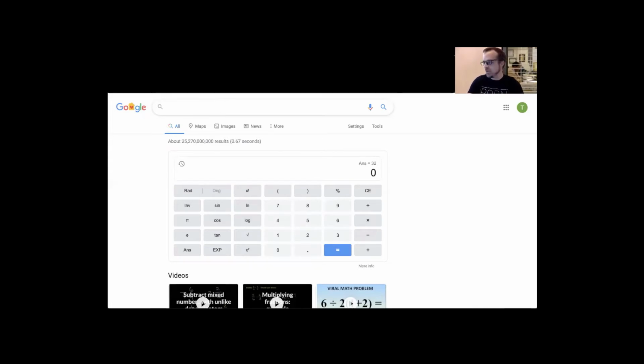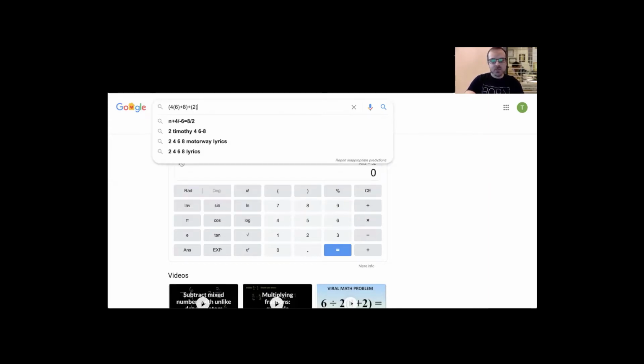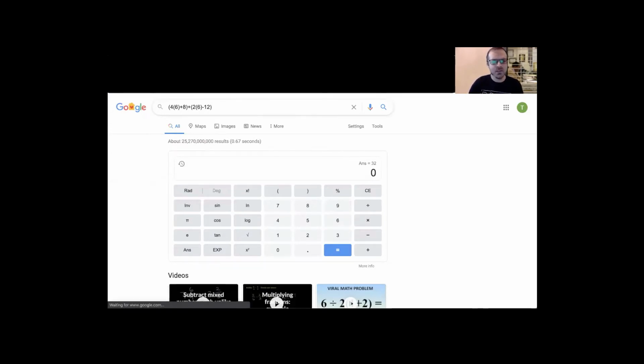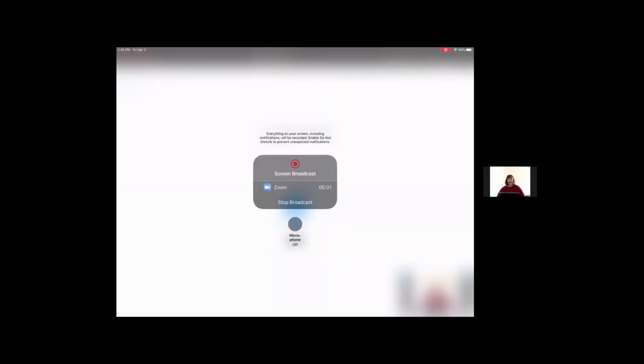So up here in the search engine, I'm going to type exactly what we got in our expression. Oops, forgot my plus there. Plus, and we have our 2 times 6 minus 12, and then our last parentheses. And then we just got to hit enter, and that should calculate for us. Here we have, it shows the expression again, but 32 is our answer. That's cool. Much quicker and easier than doing those out by hand, and it makes sure we don't make any silly mistakes on the way.